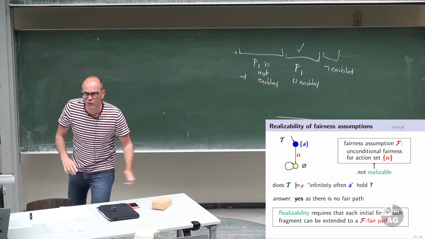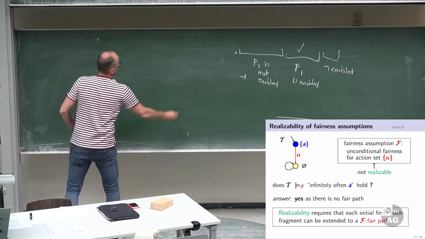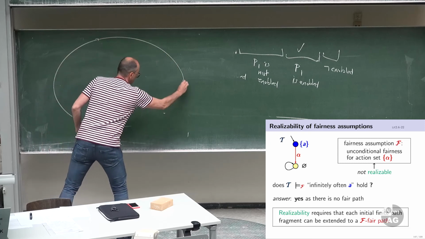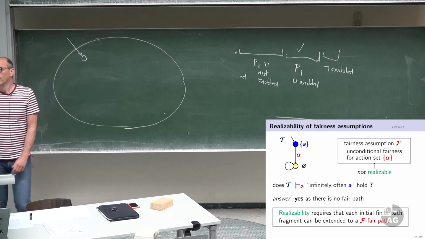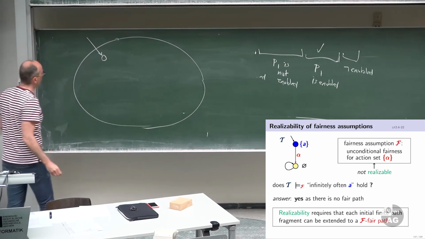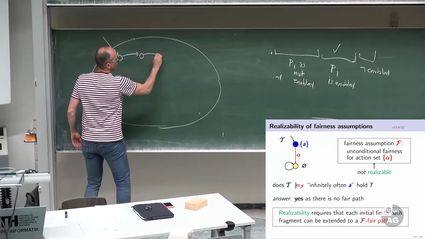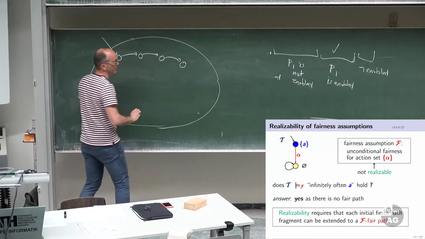Suppose for the sake of argument we only have one initial state. This is my transition system. This is the initial state. Now I can reach by some finite path some state. So maybe I go here, maybe I go there, maybe I go here.